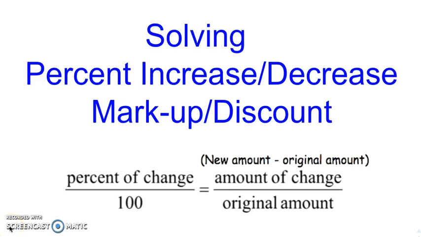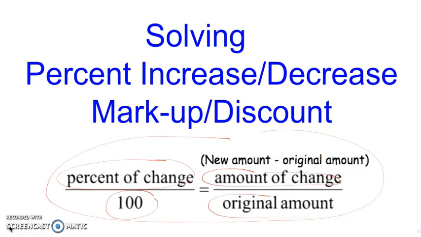Today we're going to be solving percent increase, decrease, or markup discount problems. All of these problems can be solved using the same proportion. Percent of change over 100 equals the amount of change over the original amount.